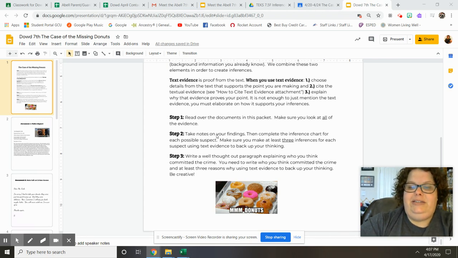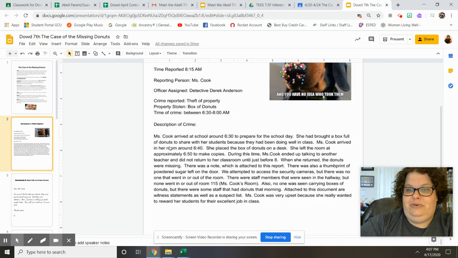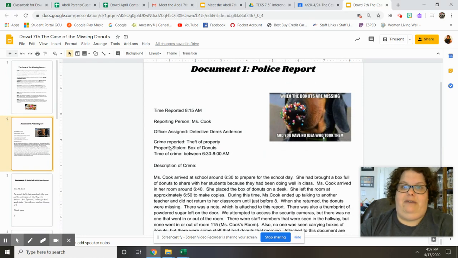Okay. So when you go to your second slide, you'll notice you have a police report. This is the first document to read. Now, the person who actually bought the donuts was Miss Cook. So she is making the claim that they were stolen. So you'll need to read through her police report.